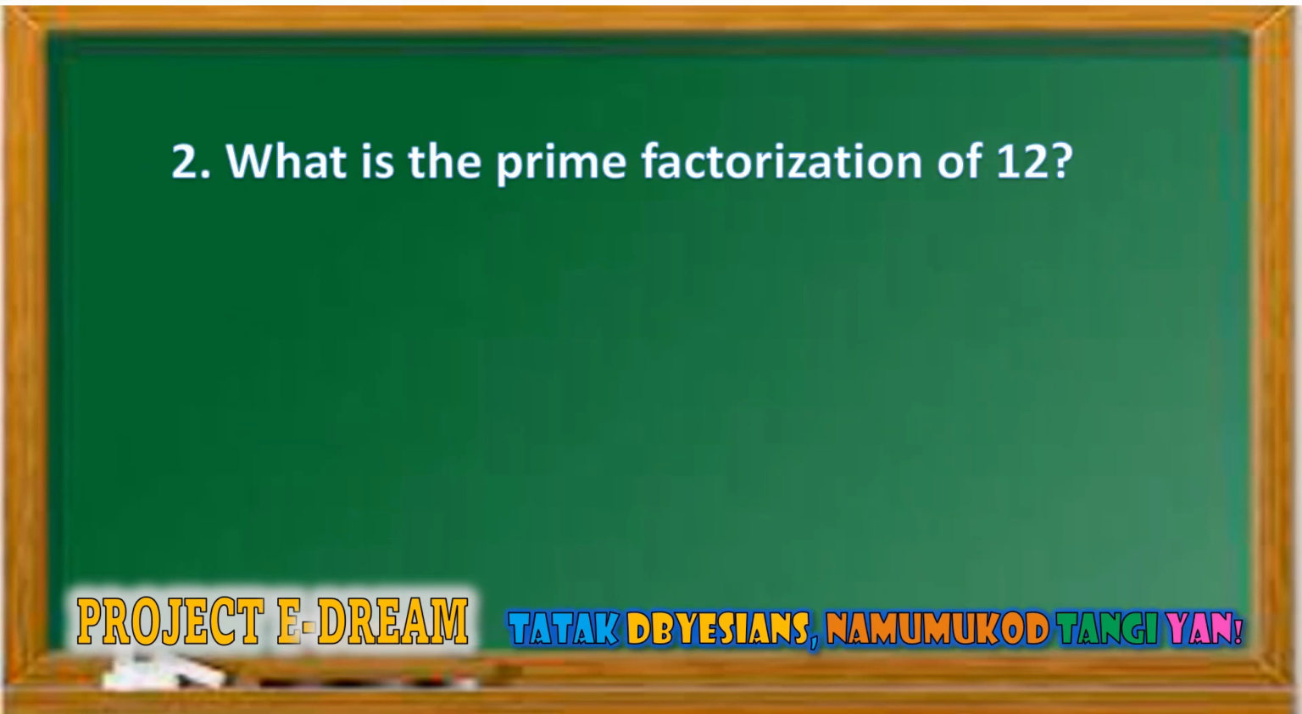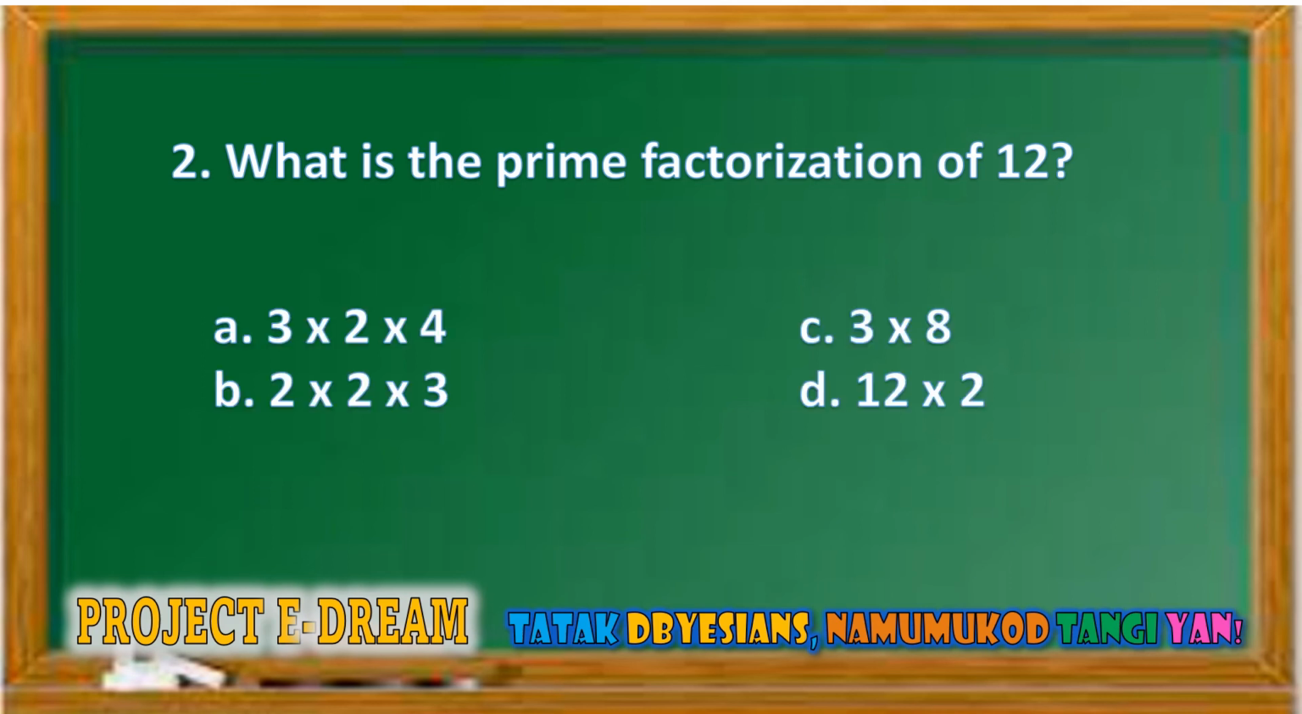Number 2. What is the prime factorization of 12? A. 3 times 2 times 4. B. 2 times 2 times 3. C. 3 times 8. And D. 12 times 2. Go! Correct!